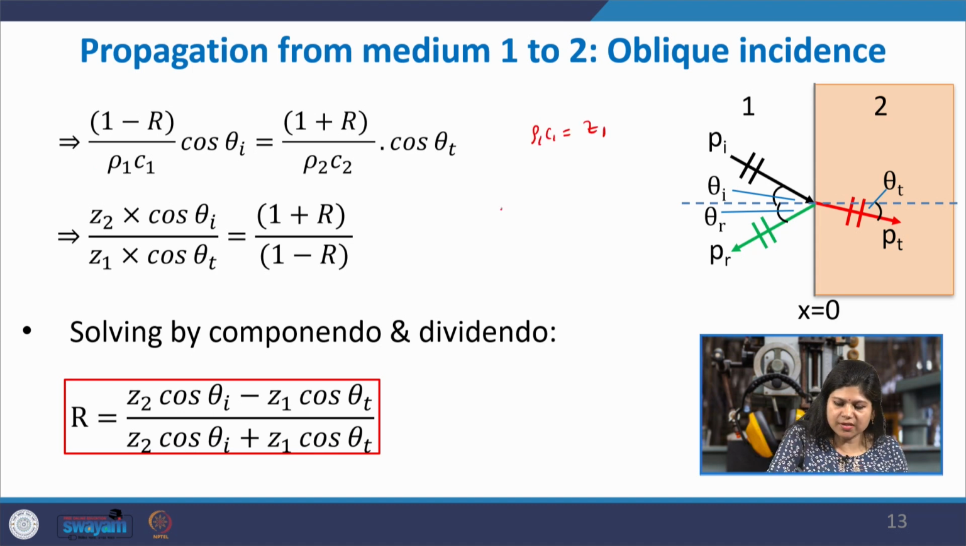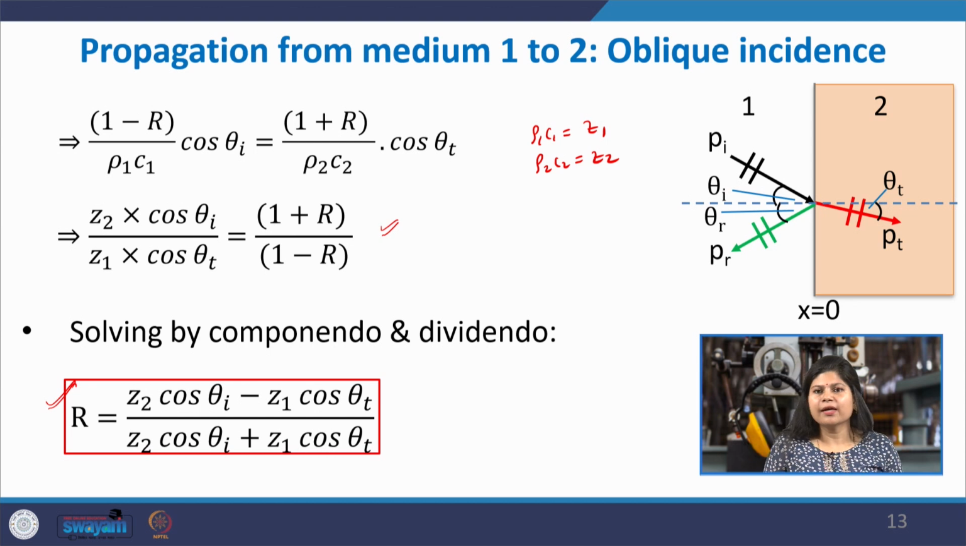So, rho 1 C1 is Z1 and rho 2 C2 is Z2, which are the characteristic impedances. If you replace this, ultimately this is what you get, and if you solve by componendo and dividendo, finally this is the result for your reflection coefficient, which is Z2 cos theta I minus Z1 cos theta t divided by Z2 cos theta I plus Z1 cos theta t.